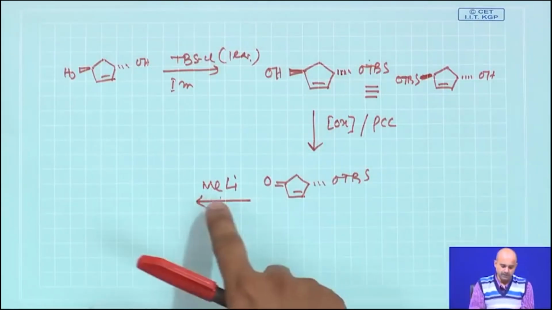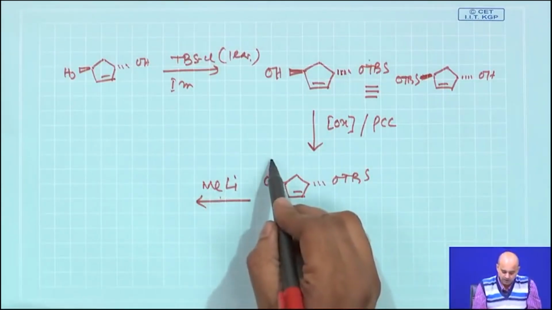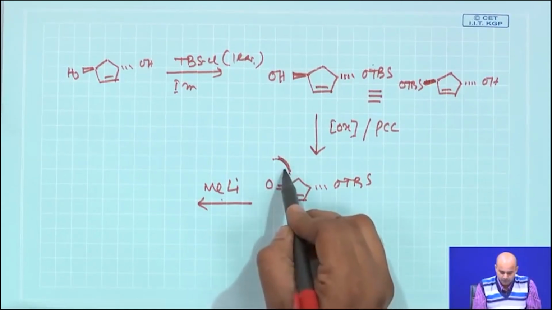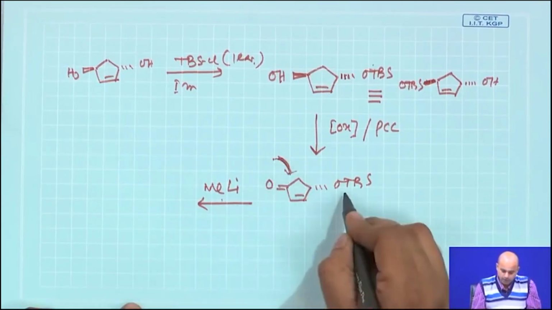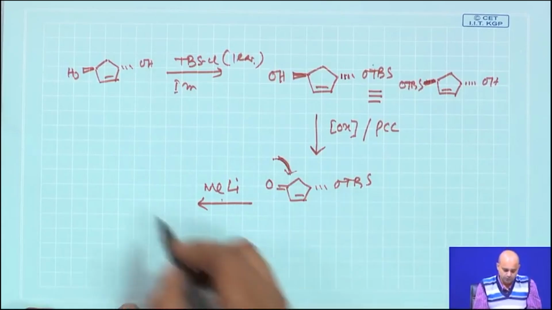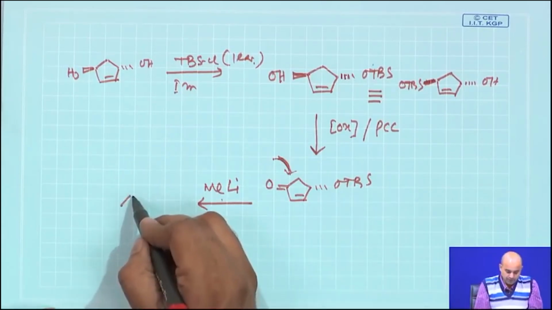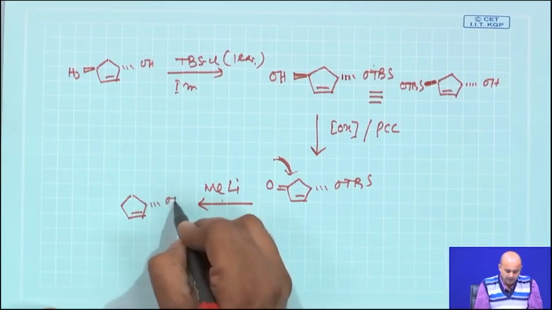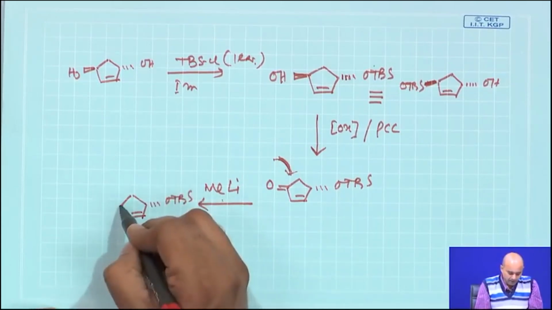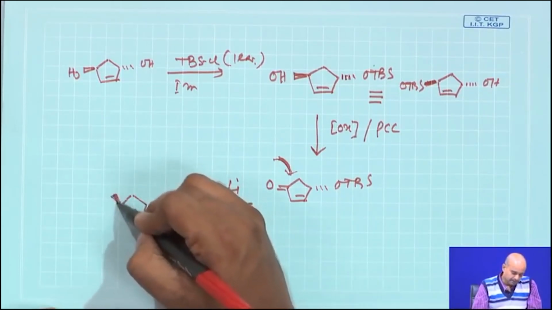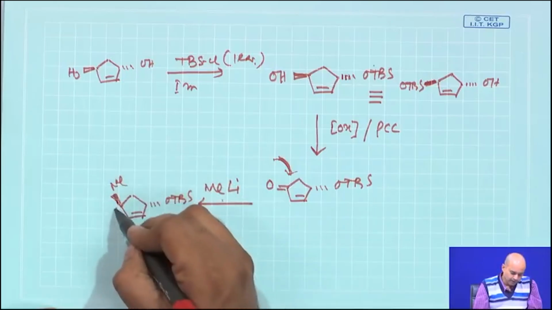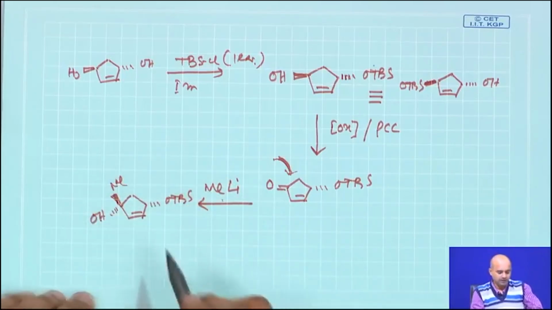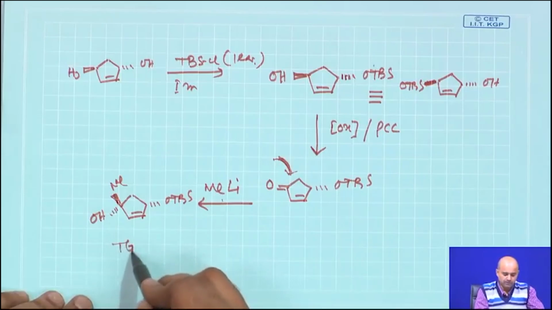So, methyl lithium has to come from the upper face of this molecule, as the bottom face is blocked by this bulky TBS group, and finally you see the product which was given to you as a target, where methyl was above the plane. There is no way methyl can come below the plane. That is why the target molecule was given in this way.